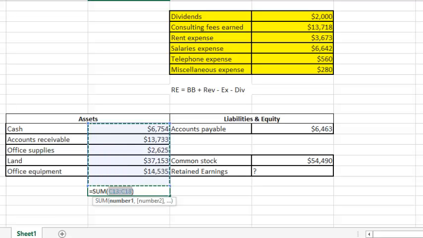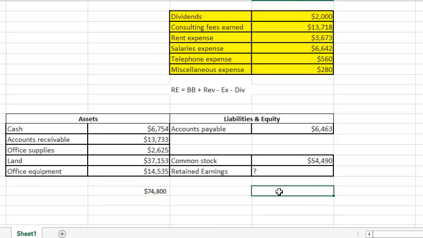Okay, so we sum the assets. So the assets is $74,800. Now, as we are considering the liabilities plus equity, liabilities plus equity always equals assets. So let's see what kind of answer we have here. We've got to pull up so we get this top number. And what we see is that the liabilities plus equity, with the exception of retained earnings, is $60,953.